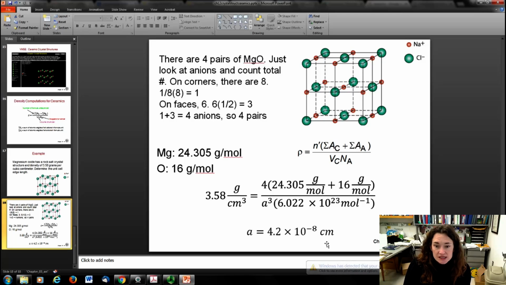And that's going to end up being, of course, 0.42 angstroms for my unit cell length.